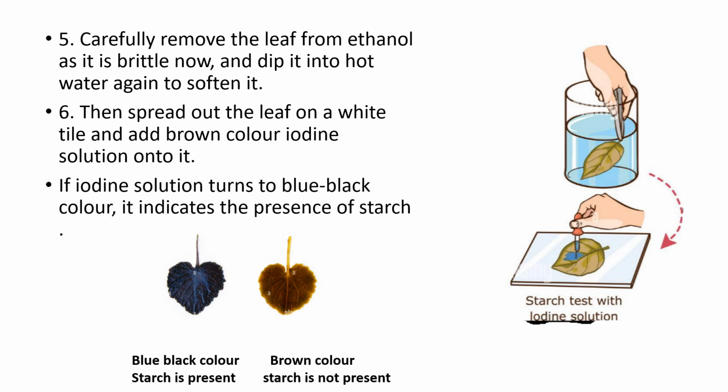The diagram shows two leaves. The left side one has turned into blue-black color because starch is present. The right side leaf just has the brown color of the iodine solution because starch is not present.